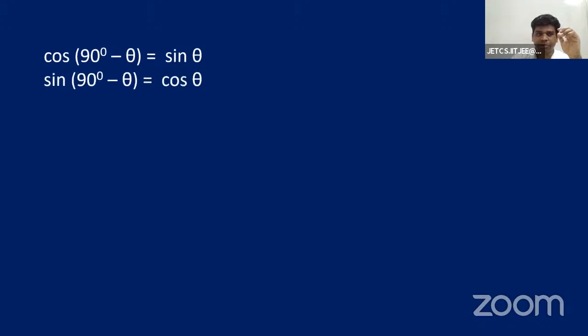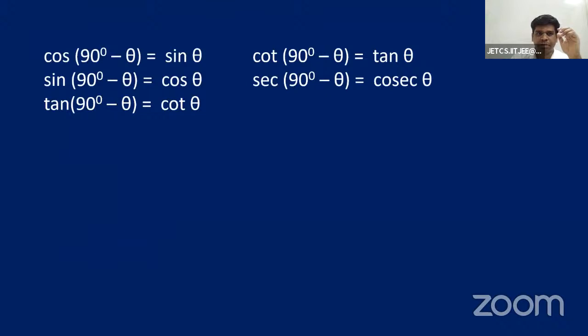All right. Now, students, we have got these relations: cos of 90 minus theta as sine theta, sine of 90 minus theta as cos theta, tan of 90 minus theta as cot theta, and so on, from the triangle we have considered. We considered a right angle triangle, and from there we derived all these things. We have concluded all these relations from the triangle.